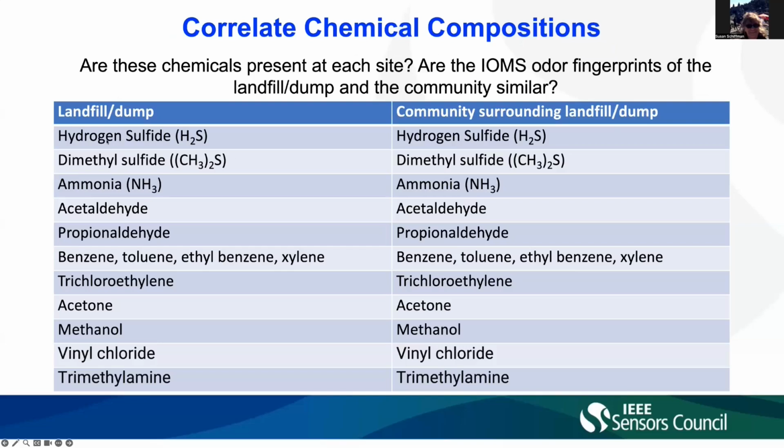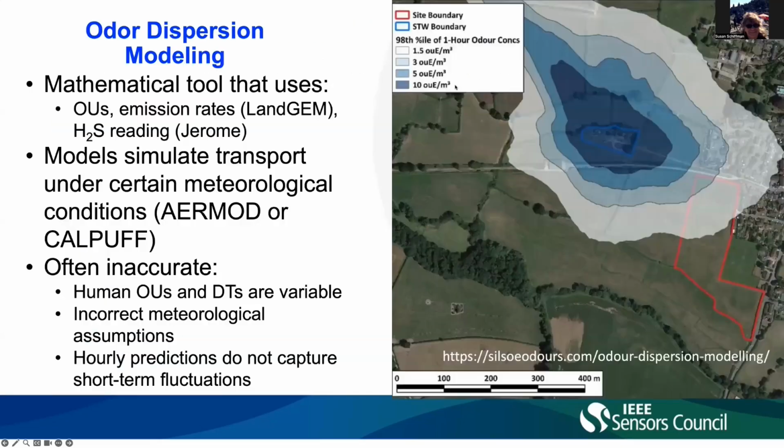You can see right here that these compounds are exactly those that are found down in the community itself, which will give you an idea that the odor in the community is related to the landfill. And what we want to do is to see, are there IOMS fingerprints at the landfill and in the community that are similar? A final way, these are just some of the methods, is to use odor dispersion modeling.